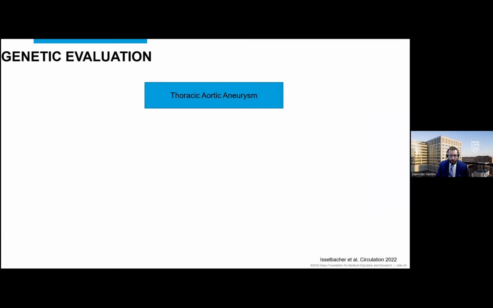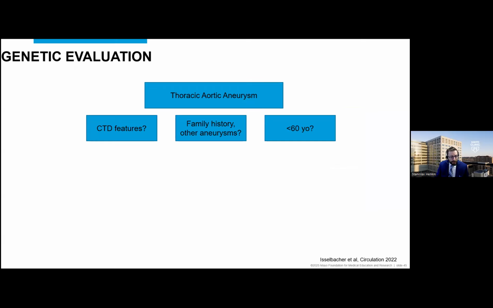And the genetic evaluation, as we talked about, when do I consider it? Well, are there connective tissue disease features on the physical exam? Is there family history of other aneurysms? And when you talk about aneurysms, don't only ask, did your family have any other aortic aneurysms? Patients aren't going to know, but they are going to know if there was sudden cardiac death.